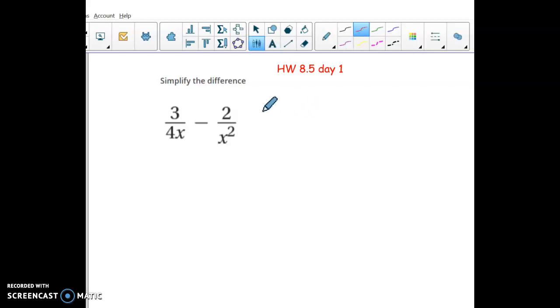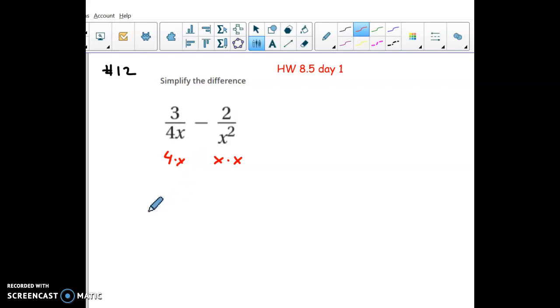All right, this is going over number 12 from 8.5 day 1. We have to subtract these two, but in order to subtract them, we need a common denominator first. The trick is to realize that the denominator on the left is 4 times x, and the denominator on the right is x times x.